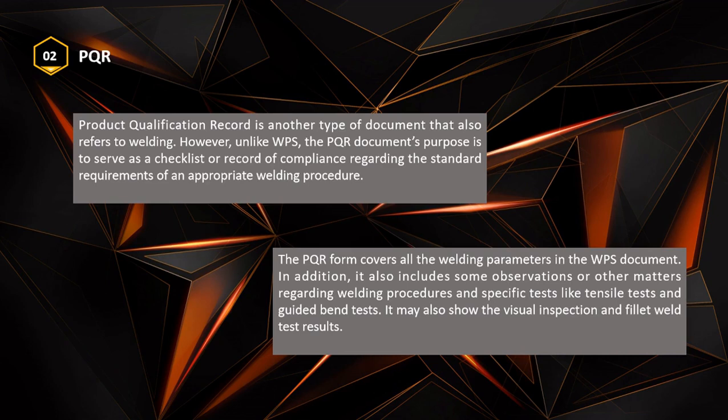The PQR form covers all the welding parameters in the WPS document. In addition, it also includes some observations or other matters regarding welding procedures and specific tests like tensile tests and guided bend tests. It may also show the visual inspection and fillet weld test results.